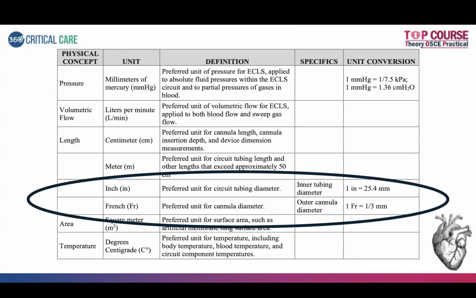So this slide I've kept mainly from a practical perspective, because in practical equipments, you're going to have cannulas being kept. So this can be a potential question that will be asked. What is the difference between an inch and French? So inch is the preferred unit for circuit tubing diameter. So that is the inner tubing diameter. And French is the preferred unit for cannula diameter. So cannula diameter, that is the outer cannula diameter. So that is the main difference between the two, the inch and French.